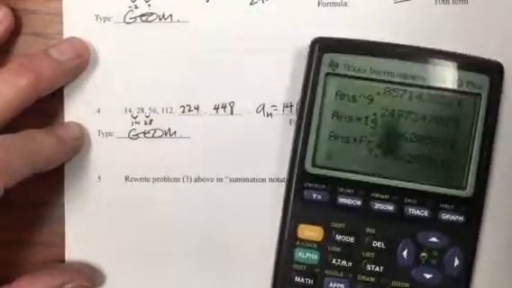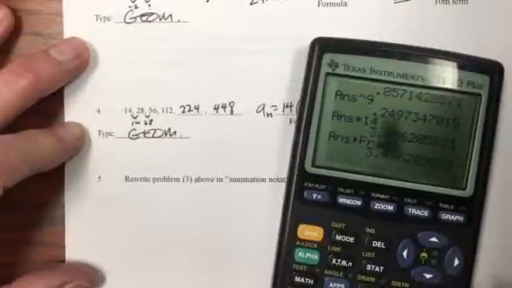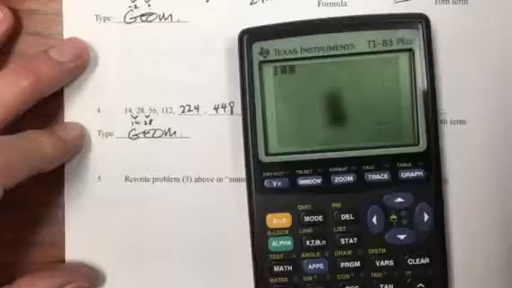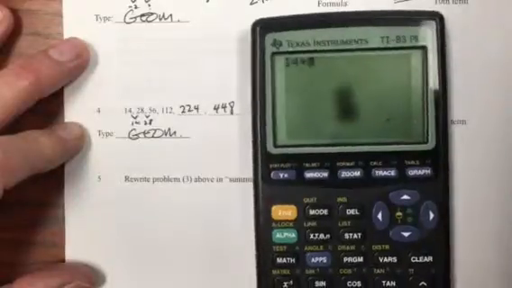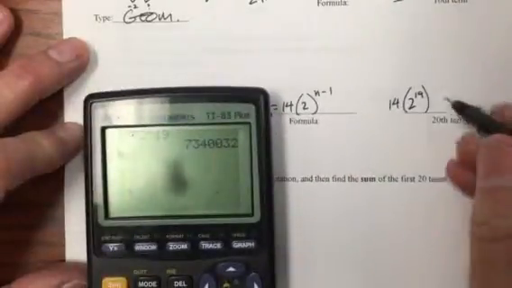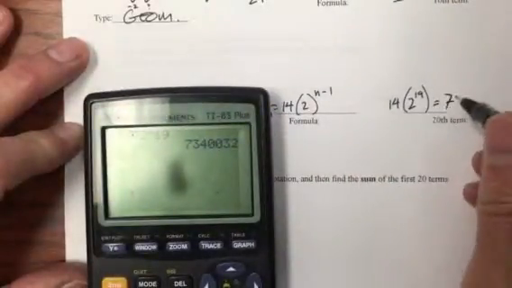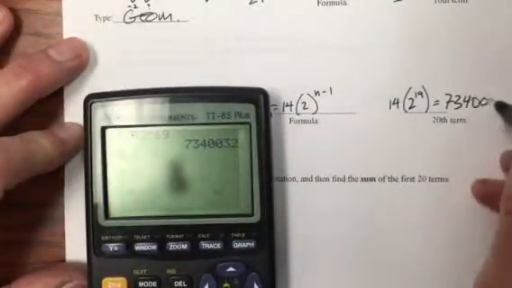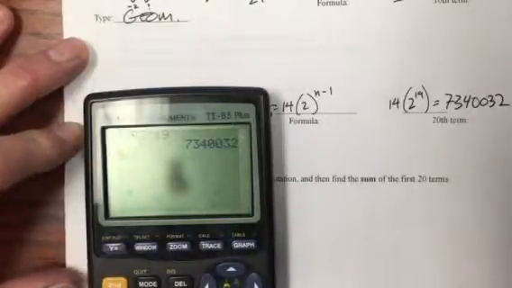And when I do those numbers, it's 14 times 2 caret to the 19. And that is 7340032. Okay?